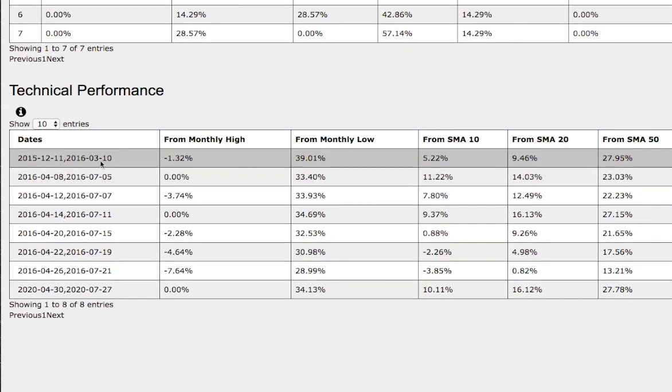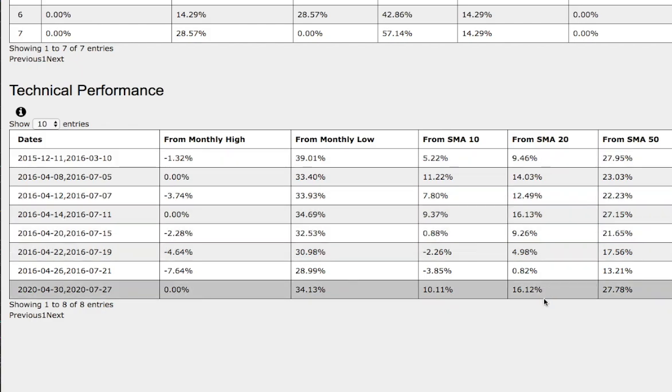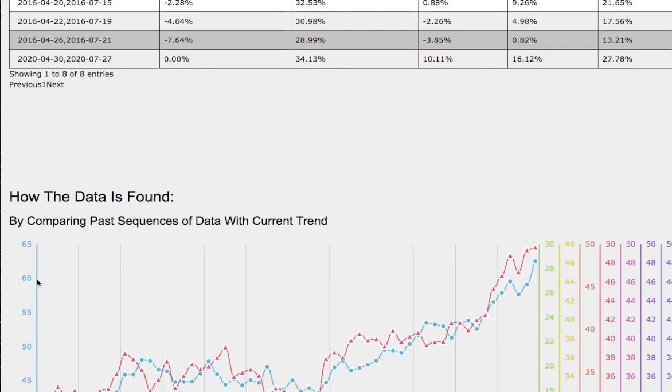If we examine closer the technical performance of each trend, on the current trend, we're 0% away from a monthly high, up 34% from a monthly low, up 10% from the 10 simple moving average, up 16% from the 20-day simple moving average, and up 28% from the 50-day simple moving average. Compare that to the trend in the past that we just found. Back then, 0% away from a monthly high, up 35% from a monthly low, up 9% from the 10 simple moving average, up 16% from the 20-day simple moving average, and up 22% from the 50-day simple moving average. So among the two trends, there are technical similarities. And these models are available in the link below, so do check it out.